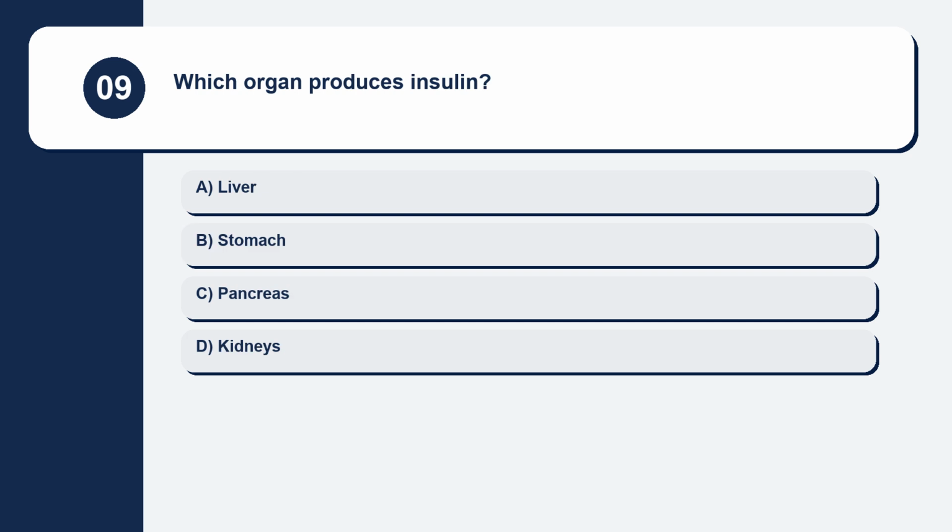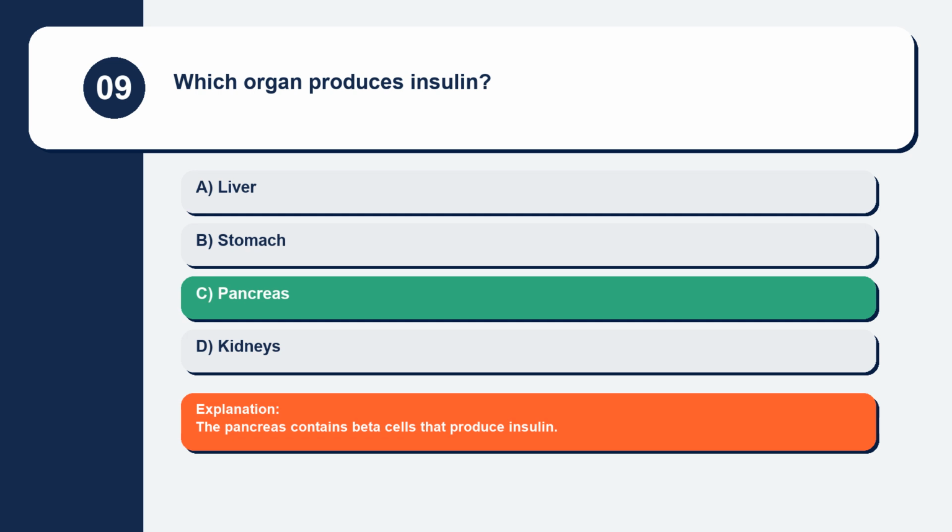Question 9. Which organ produces insulin? Liver, stomach, pancreas, kidneys. The pancreas contains beta cells that produce insulin.